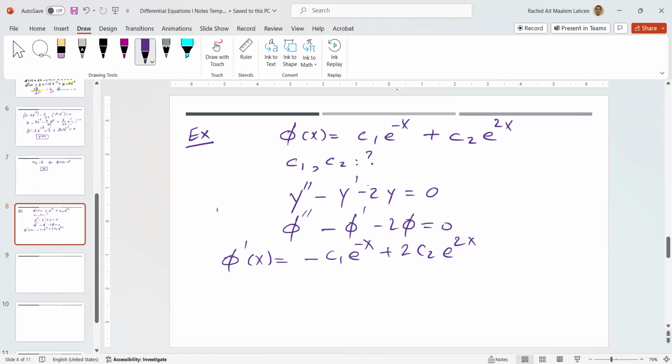So when you do that here, that's going to give you this negative. And this one, the derivative of 2x is going to be a 2. Keep going. Same thing again, and we get 4 C2 e to the 2x.